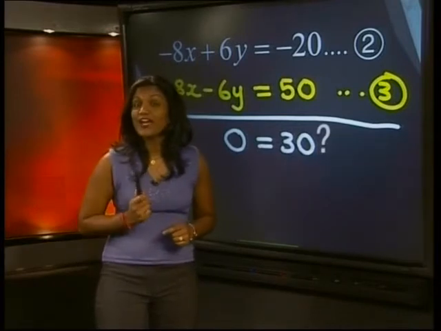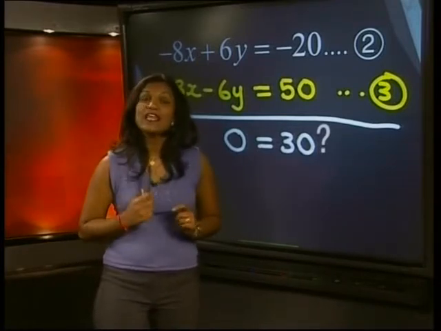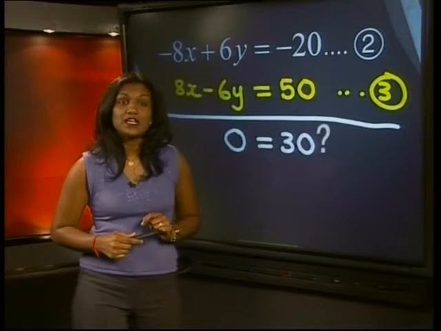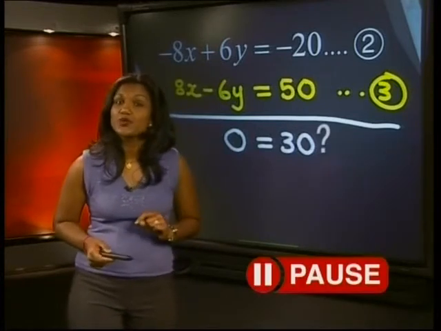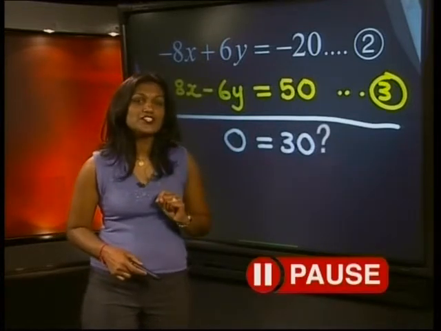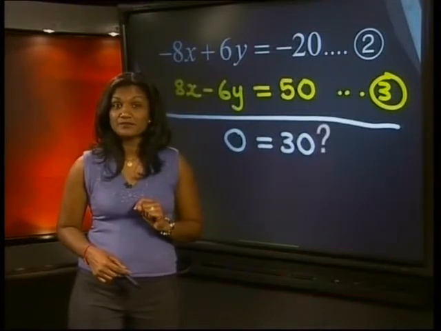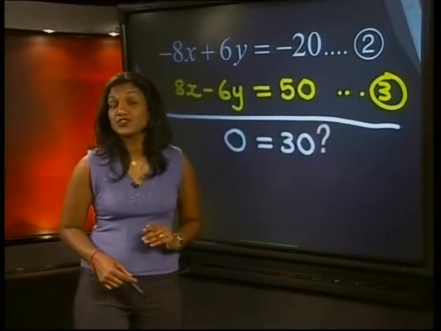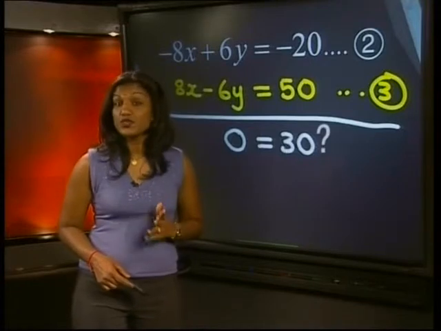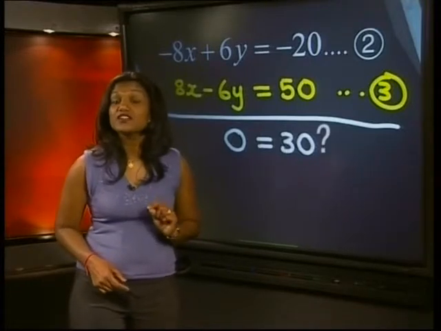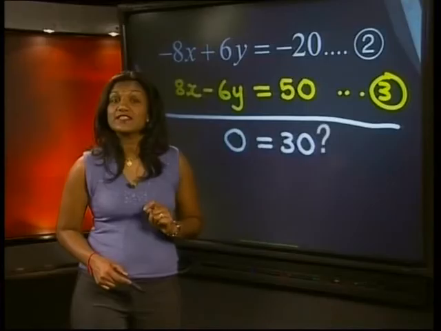Oops, both the unknowns have disappeared, and we are left with 0 is equal to 30. But that makes no sense. It's not true at all. Now, does this remind you of anything we did previously? It means that there is no solution to this equation. If there is no solution, it means that the graphs of these equations do not cut or intersect each other.